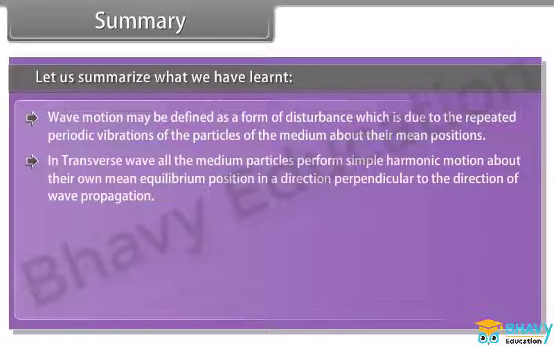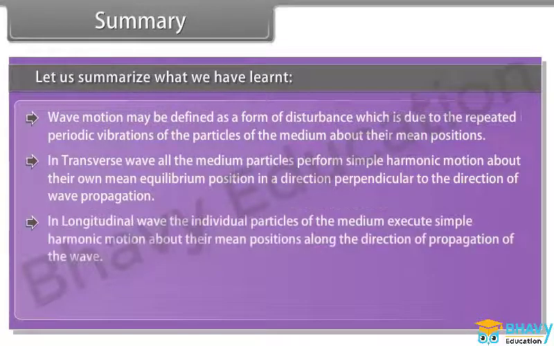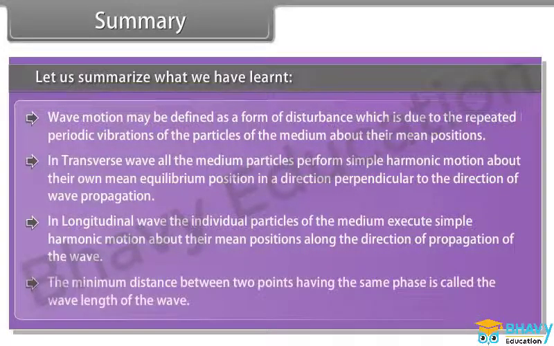In a transverse wave, all the medium particles perform simple harmonic motion about their own mean equilibrium position in a direction perpendicular to the direction of wave propagation. In a longitudinal wave, the individual particles of the medium execute simple harmonic motion about their mean positions along the direction of propagation of the wave. The minimum distance between 2 points having the same phase is called the wavelength of the wave.